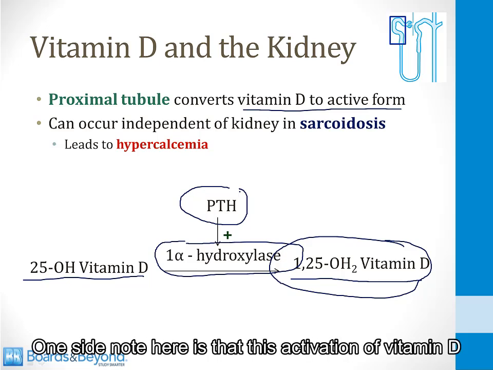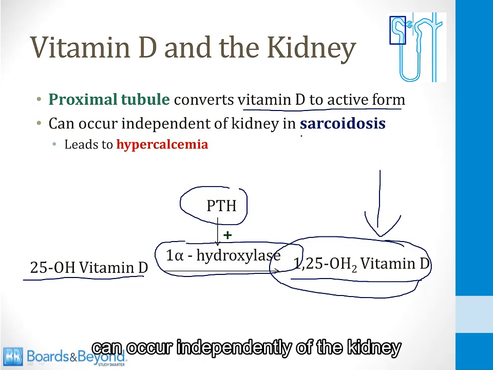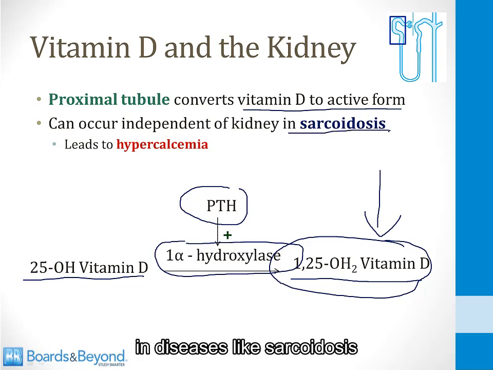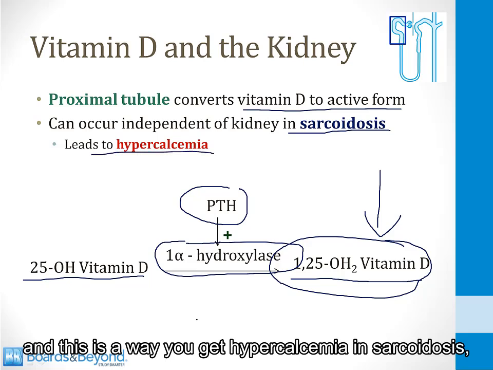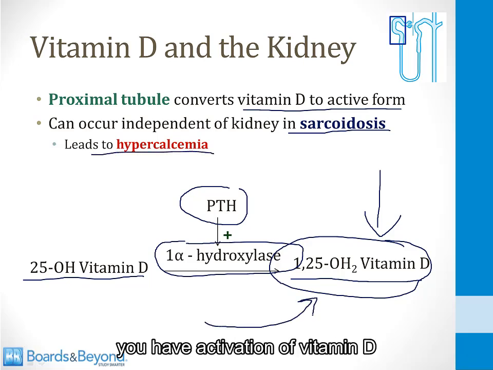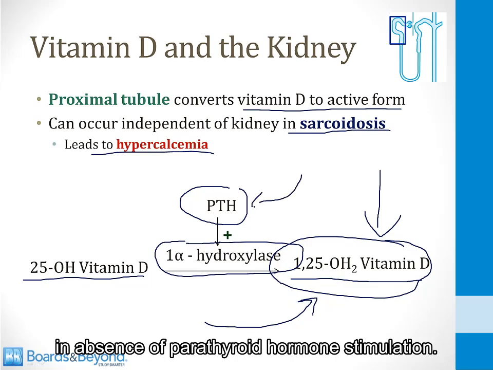One side note here is that this activation of vitamin D can occur independently of the kidney in diseases like sarcoidosis, and this is a way you get hypercalcemia in sarcoidosis. You have activation of vitamin D in absence of parathyroid hormone stimulation.